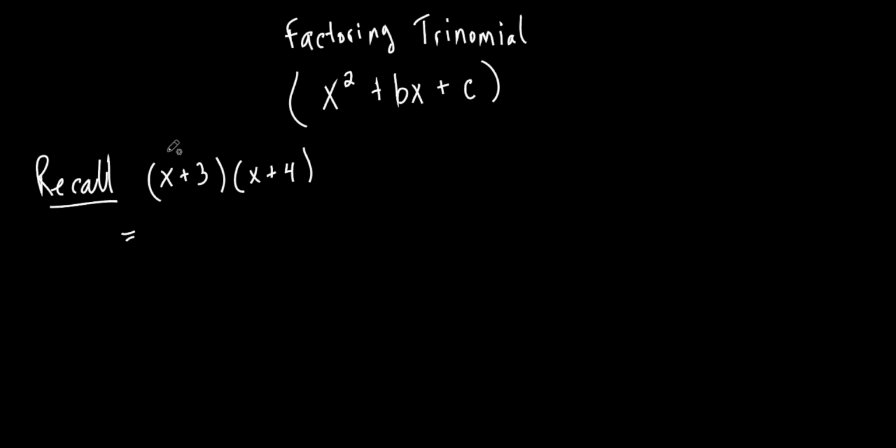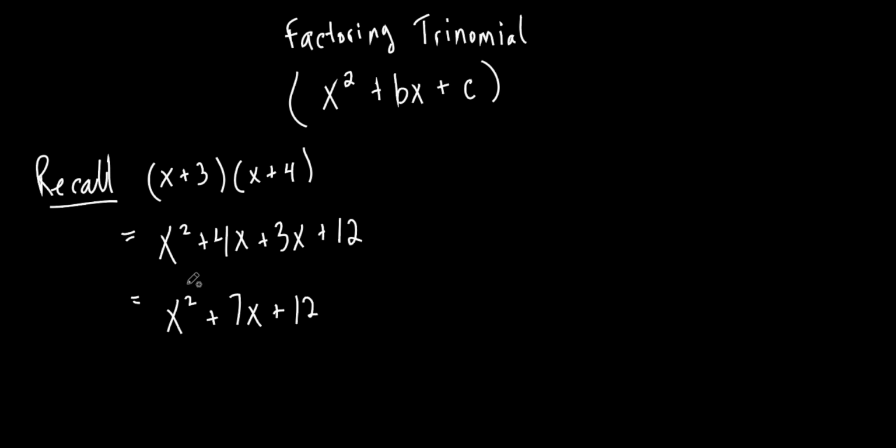So I multiply the first. X times x is x squared. Multiply the outside, which is 4x. Multiply the inside, which is 3x, and multiply the last, which is 12. Everybody with me? Okay. Let's simplify it. Add like terms. I got x squared plus 7x plus 12. All right, so that's my answer.